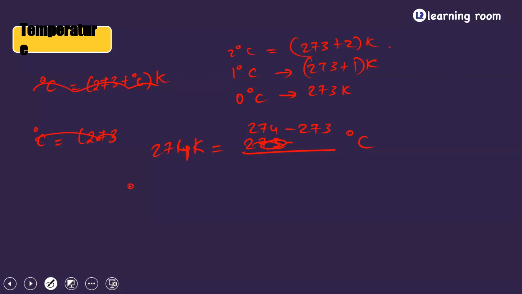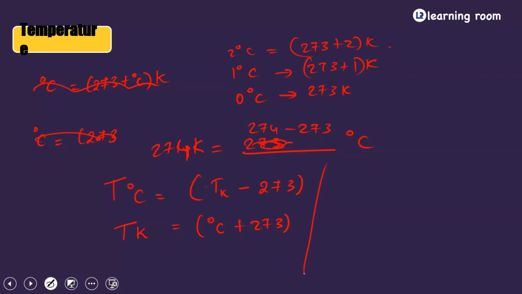If I wanted something in degree Celsius, what should I do? I should take the temperature in Kelvin, minus 273, which will give you the answer in degree Celsius. Suppose you wanted the temperature in Kelvin, what should I do? I should take the temperature in degree Celsius and add 273 to it. Clear? Is that clear? Okay.